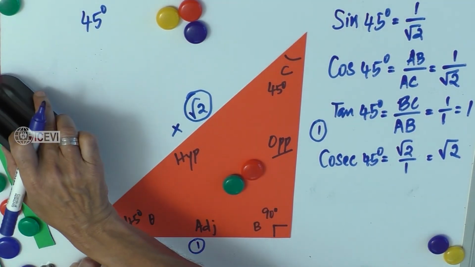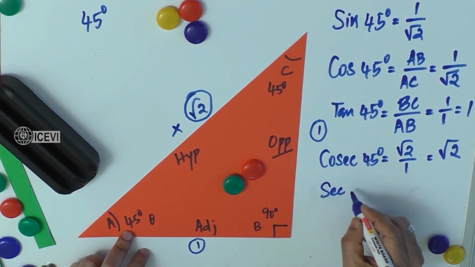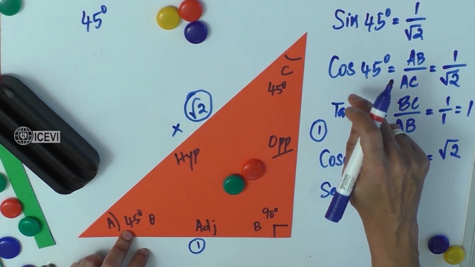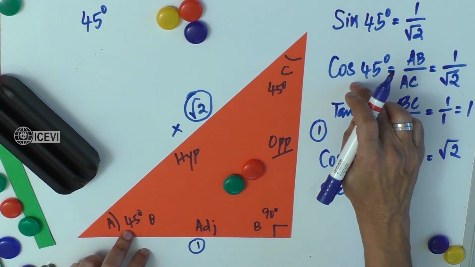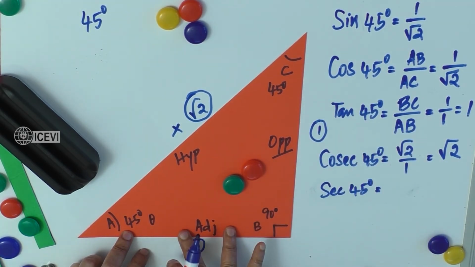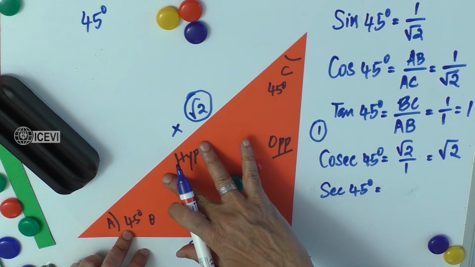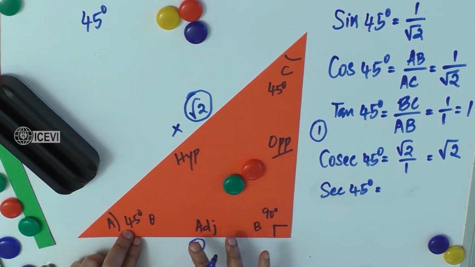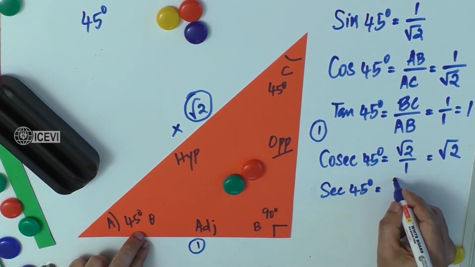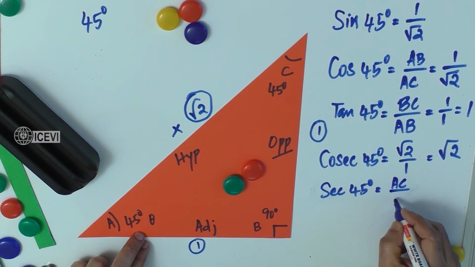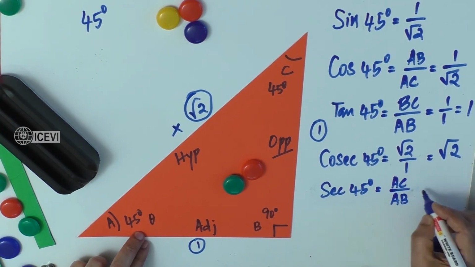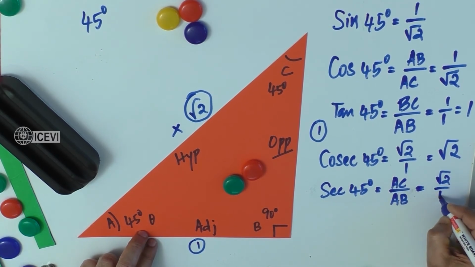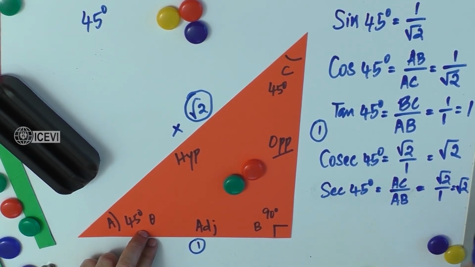Now next we have to find out secant 45 degrees. Secant 45 degrees is related to cos 45 degrees. What is cos 45 degrees? Adjacent divided by the hypotenuse. Secant 45 degrees is the hypotenuse divided by adjacent, that is AC divided by AB, which is the adjacent. So it is square root of 2 divided by 1, so that means square root of 2.